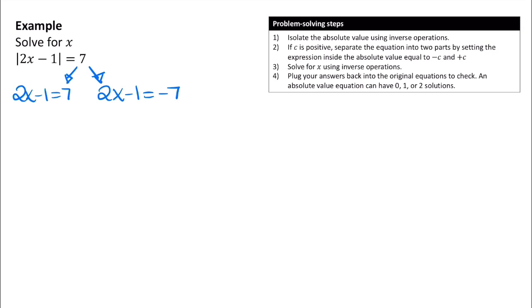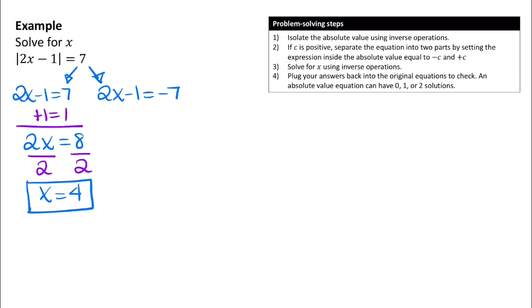So now I'm going to go ahead and solve both of these equations. I'm going to start off by adding 1 to both sides. So that's going to give me 2x is equal to 8. And then I'm going to divide both sides by 2. And that's going to give me x equals 4. So that's my one solution.